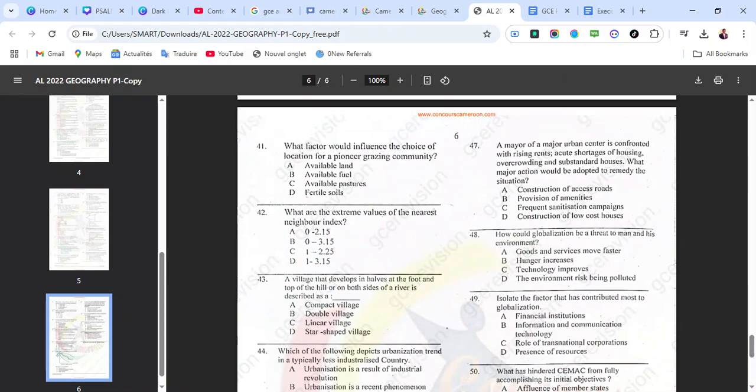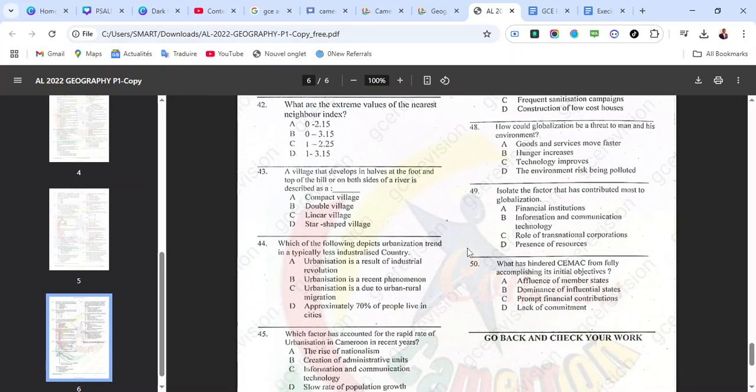A mayor of a major urban center is confronted with rising rents, acute shortages of housing, overcrowding, and substandard houses. What major action will be adopted to remedy the situation? Correct answer for 47 is D, construction of low-cost houses. How could globalization be a threat to man and his environment? Correct answer is D, the environment risks being polluted.